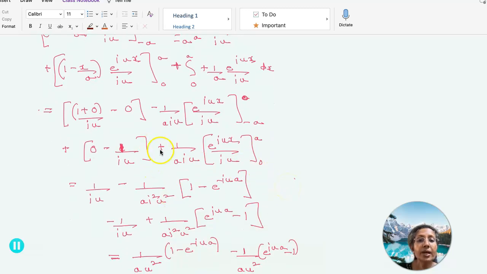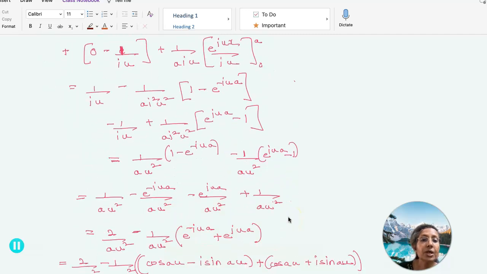So this becomes 1 by iu minus 1 by a i squared u squared. And this will give you e raised to 0 is 1, 1 minus e raised to minus iua. Again, this is minus 1 by iu plus 1 by a i squared u squared, e raised to iua minus e raised to 0, which is 1. So the 1 by iu gets cancelled. You get 1 by a i squared is minus 1, so the minus minus cancels. You get 1 by au squared, (1 minus e raised to minus iua) plus, this becomes minus 1 by au squared, (e raised to iua minus 1), because i squared is minus 1.